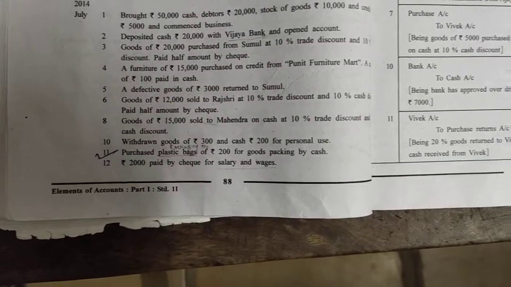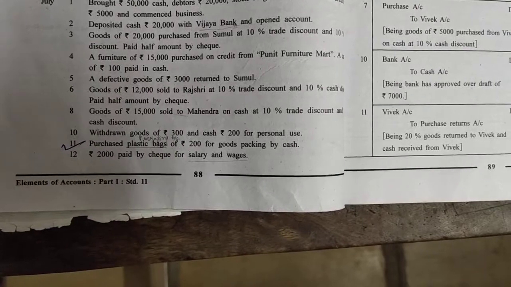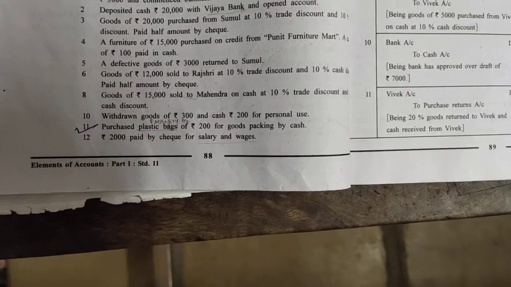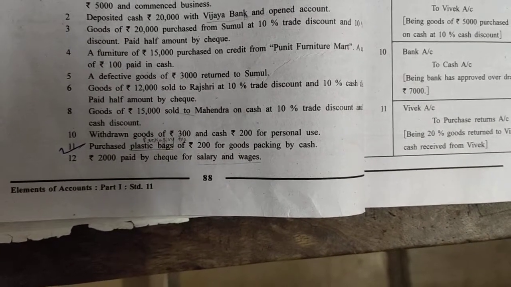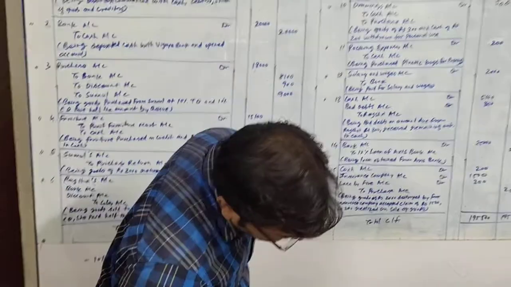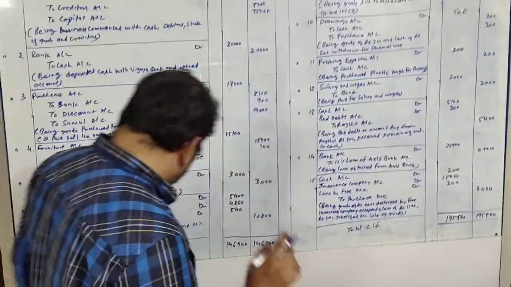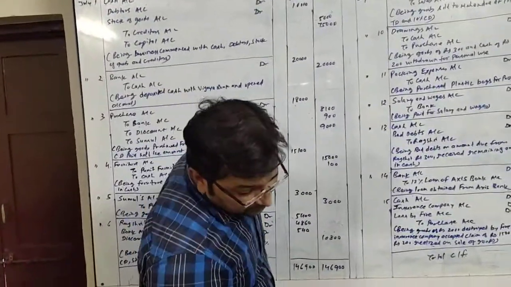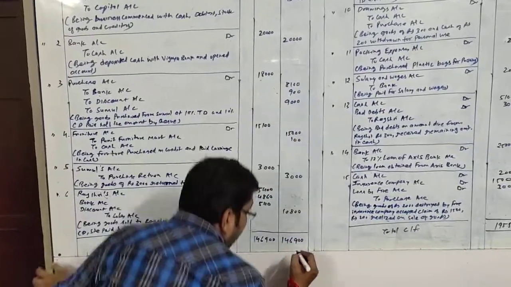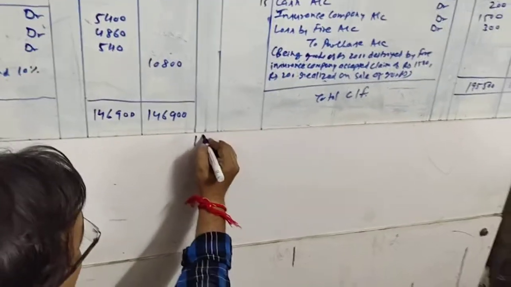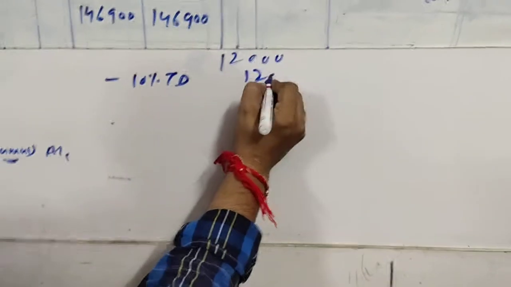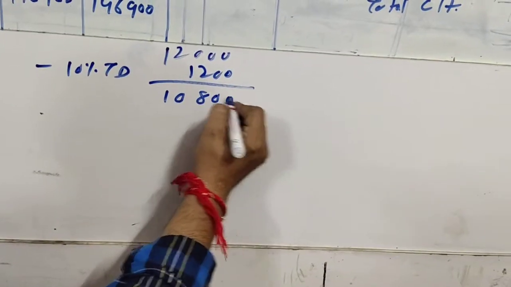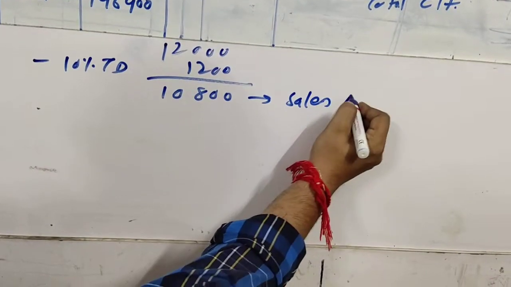Next, goods of 12,000 sold to Rashri at 10% trade discount and 10% cash discount. Here one word is missing. She paid half amount by check. 12,000 sold to Rashri. Here the calculation is goods of 12,000 sold, minus 10% TD 1,200, 10,800 will be the amount of sales. So sales account.